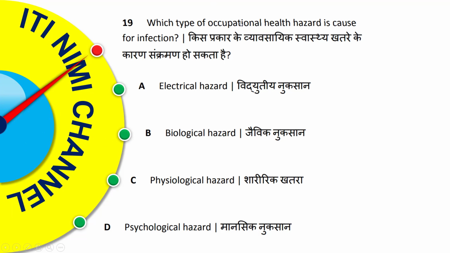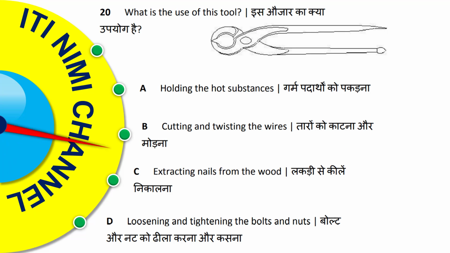Which type of occupational health hazard is the cause of infection? Electrical hazard, biological hazard, physiological hazard, psychological hazard. The answer is biological hazard. What is the use of this tool? You have to tell what is the use of this tool. Holding the hot substances, cutting and twisting the wire, extracting nails from the wood, loosening and tightening the bolts and nuts. The answer is extracting nails from the wood.